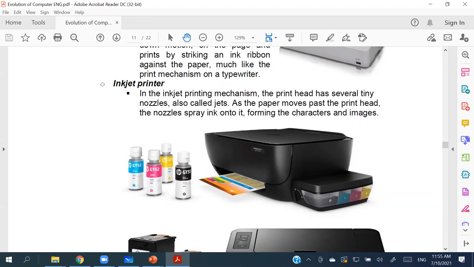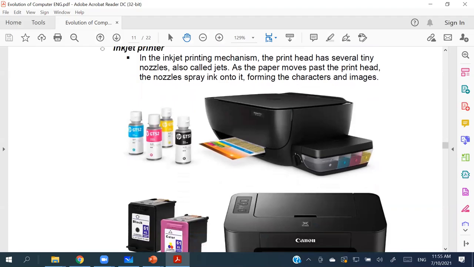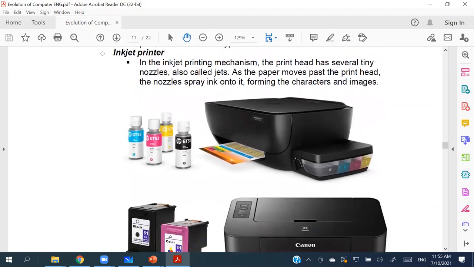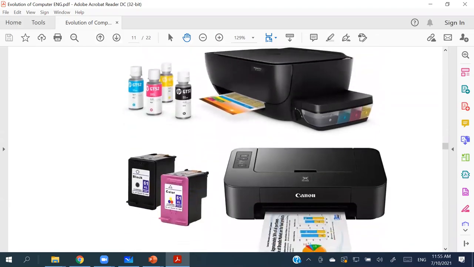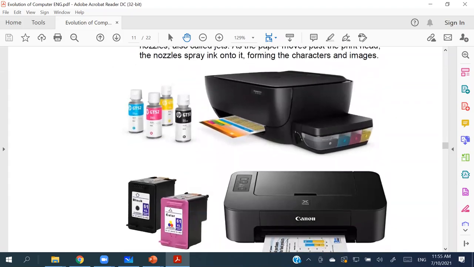So when it comes to inkjet printers, we have two major types. One is the ink tank model. The other one is the cartridge model. So for the ink tank model, as I showed you in the first picture, we can purchase these ink bottles from the market and we can directly pour the ink into the ink tank. It will be taken into the printer using a mechanism with tubes and all these things, and they do the printing.